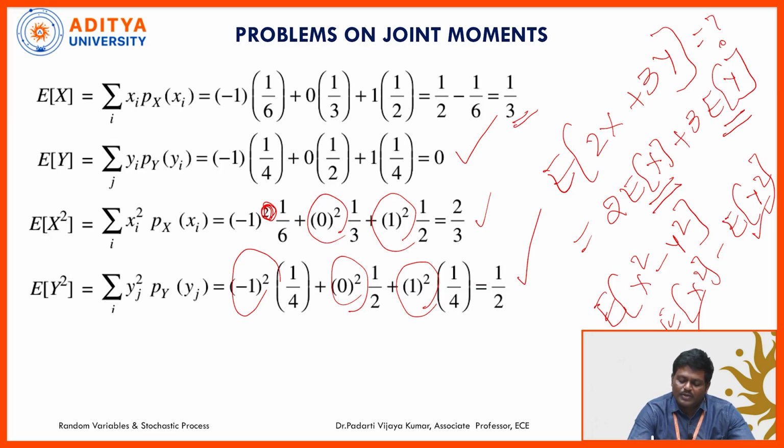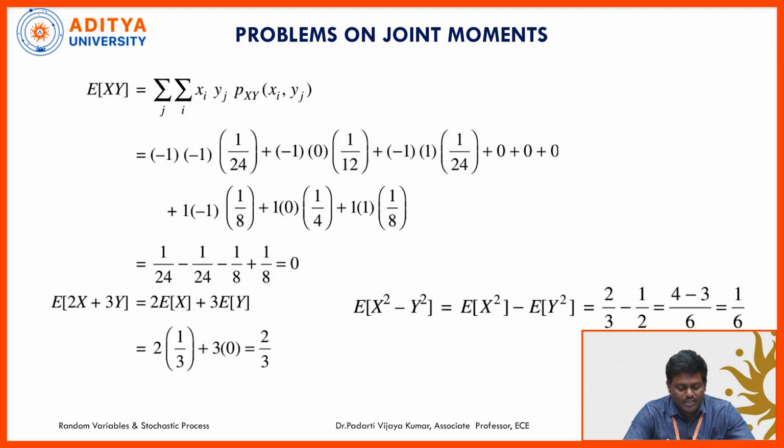So, we computed expectation of x square, expectation of y square, expectation of x, and expectation of y. If you substitute, 2 into 1 by 3 plus 3 into 0, the expectation of 2x plus 3y is 2 by 3. Similarly, for expectation of x square minus y square, expectation of x square is 2 by 3 and expectation of y square is 1 by 2. The difference we get is 1 by 6.